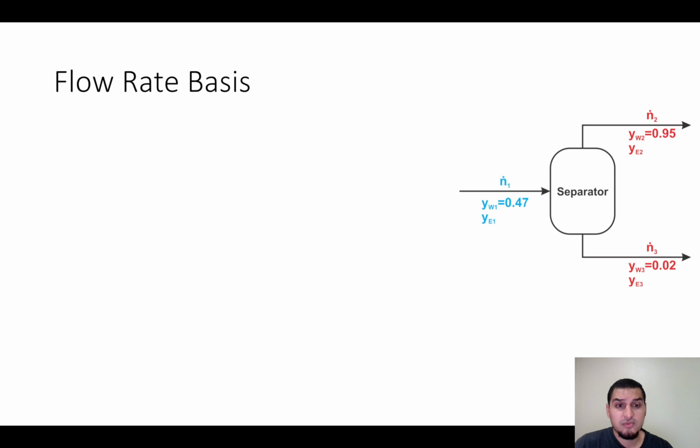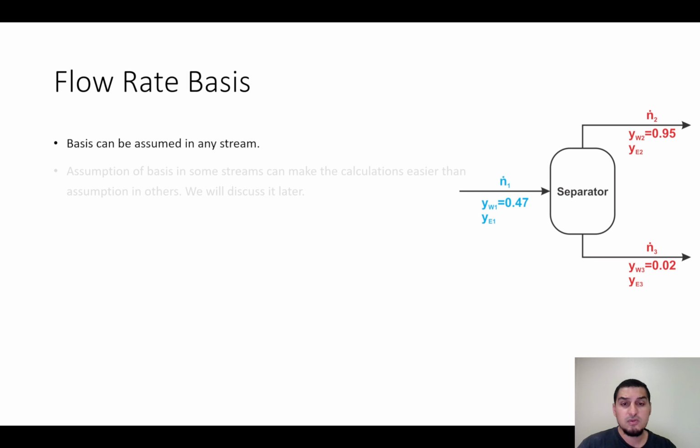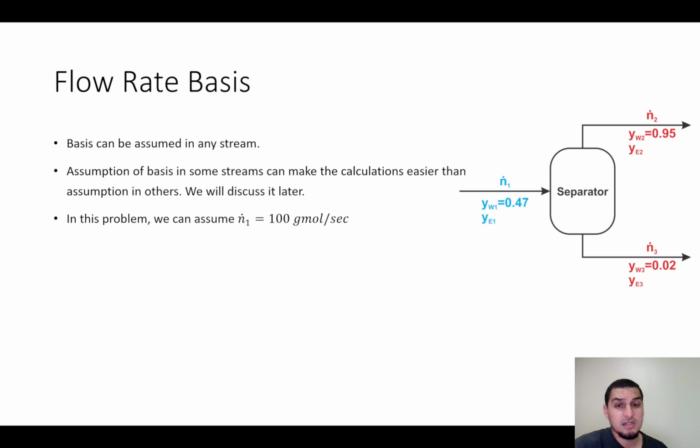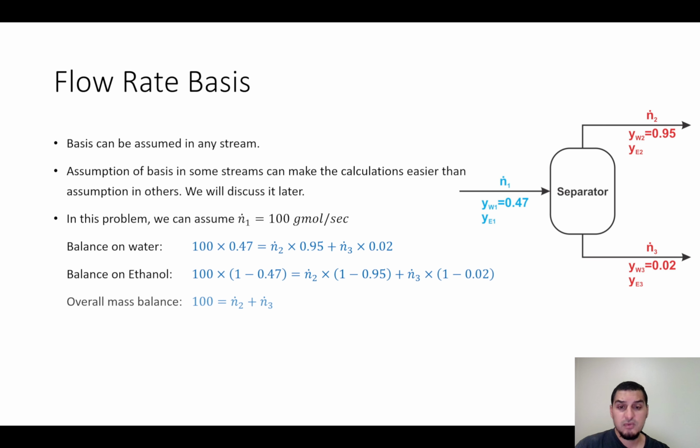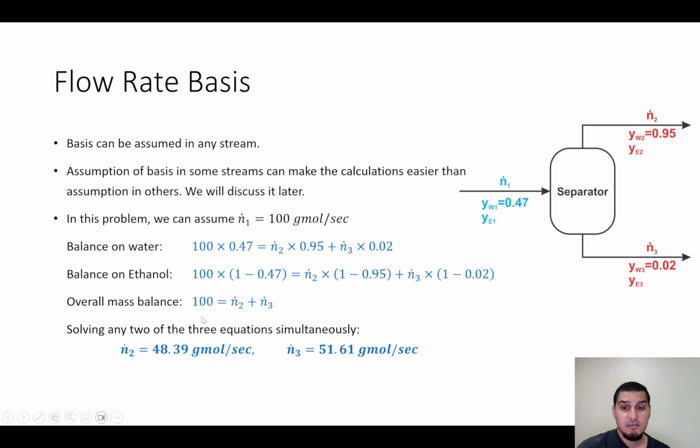But for now, let's agree that we have to have at least one flow rate, and this is what we are going to do now. So I'm going to assume a value of the flow rate which is 100 gram moles per second for stream 1 as a total molar flow rate. And based on this, we have the three equations. We substitute with N1 as 100, and then we can calculate the values of N2 and N3 by solving any two of these three equations. And we are done with this problem. So this is a very important thing, that we have to have at least one flow rate.